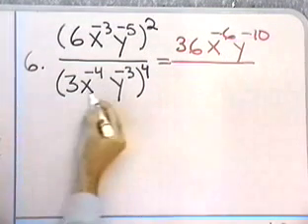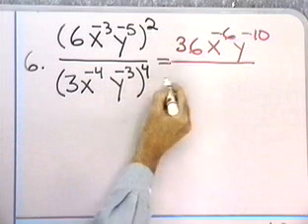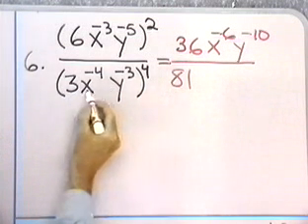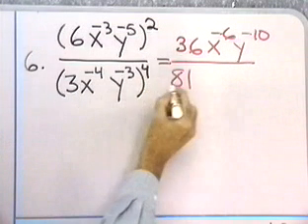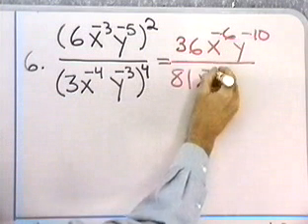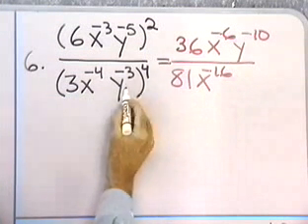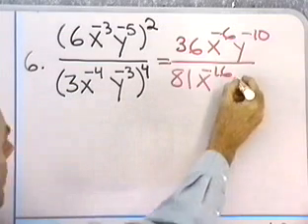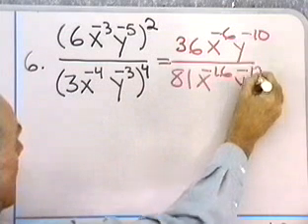In the denominator, I have 3 to the fourth power. That's going to be 81. I have x to the negative 4 raised to the 4, so that's x to the negative 16. And then I have y to the negative 3 to the 4. That's going to be y to the negative 12.